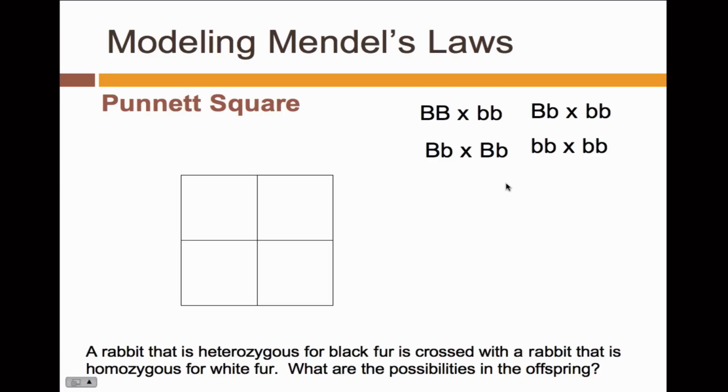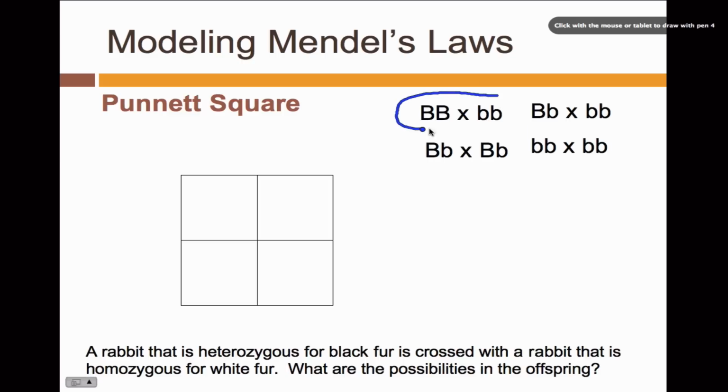Alright, we have this way to model Mendel's laws. It's called a Punnett square. And we use Punnett squares for predicting what the offspring will look like. And we can do this for different types of traits.